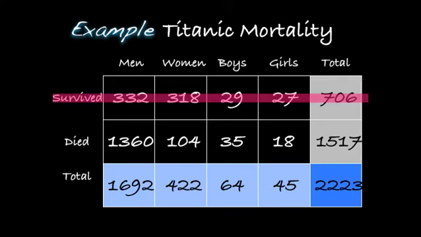Let's take a look at the table. If we look at the survivor row and the men column, we're going to find that there were 332 men who survived aboard the Titanic. Out of the 1,692 men, we're going to divide these two numbers.